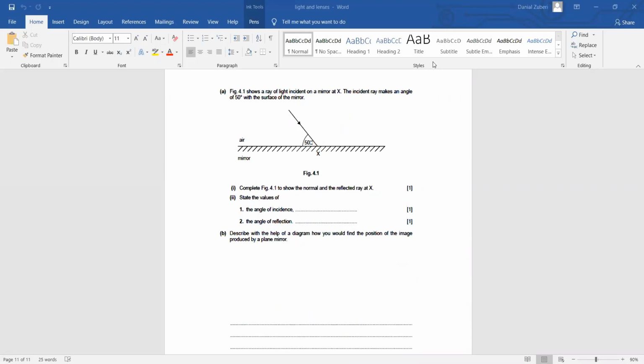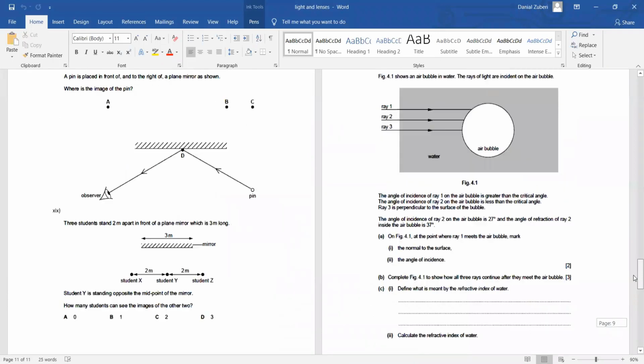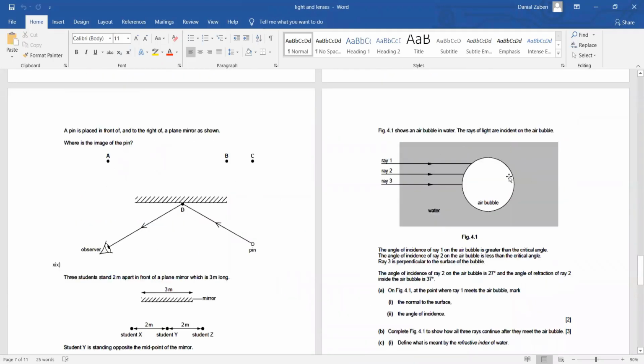I'm sorry, I won't be able to do that since that was an annotation. Here, 4.1. Yes. But the class was recorded, so I'll share the recording so that you can see that.